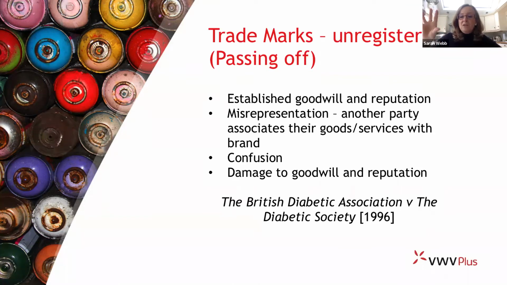So keep a record of your marketing spend. You establish goodwill and reputation. You've then got to be able to demonstrate there's been a misrepresentation by another party that therefore results in the association of goods or services with your brand, and that causes confusion. And as a result of that confusion, there's damage to your goodwill and reputation, which is at the heart of passing off. Some years ago, it was thought that this couldn't actually apply to charities.